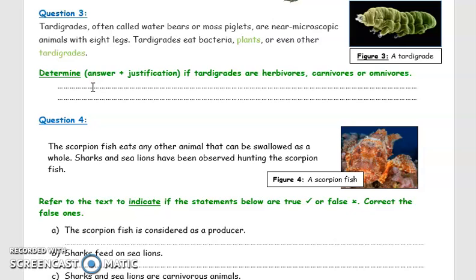Are they herbivores only? Do they feed on plants only? No, they don't. They also eat meat. They eat each other. Are they carnivorous only? No, they're not. So they are not herbivorous animals only since they eat meat. They are not carnivorous animals only since they feed on other tardigrades.